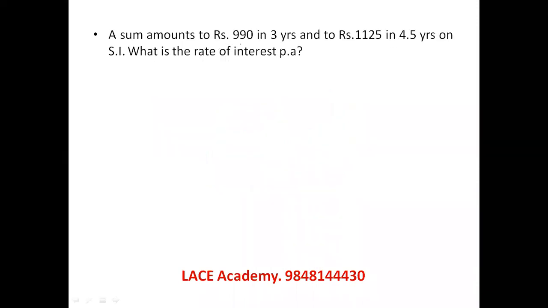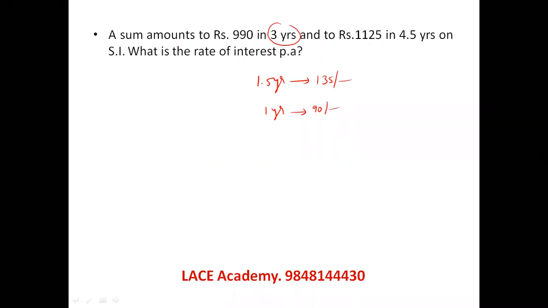A sum amounts to 990 rupees in 3 years and 1125 rupees in 4.5 years on simple interest. So in this 1.5 year gap, how much increase has happened? 135 rupees increase happened. That means every year the interest coming is 90 rupees. So in 3 years, the interest should be 270 rupees. So out of 990 rupees, 270 rupees is the interest. So the principal is 720 rupees.